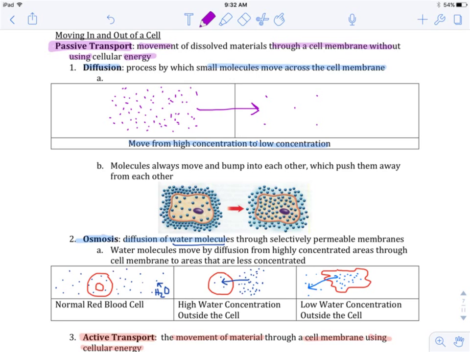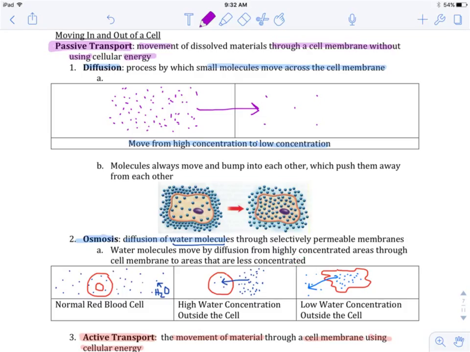Osmosis is a specific type of diffusion. It is the diffusion of water molecules through a selectively permeable membrane. Water molecules move by diffusion from highly concentrated areas through the cell membrane to areas that are less concentrated.